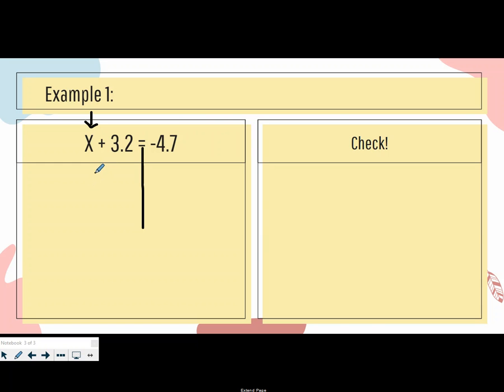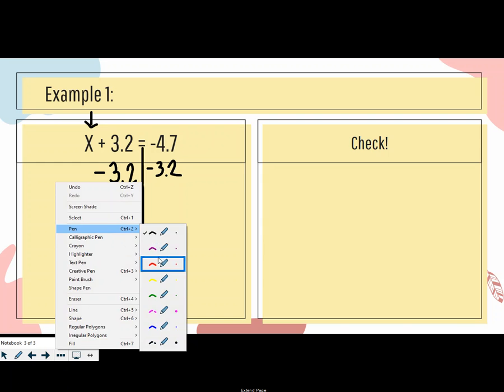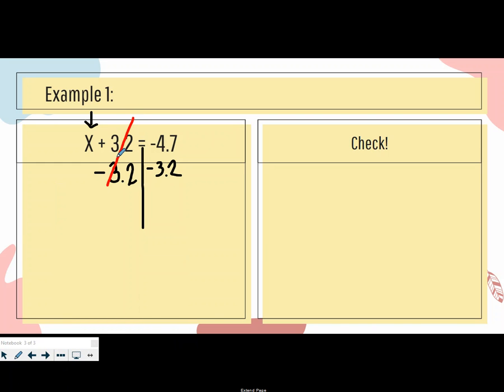Hopefully you were able to determine that it would be a negative 3.2. So I'm going to take 3.2 away from this side, and if I take 3.2 away from one side, I have to do it on the other. I should see mirror images on either side. Then I've got a positive 3.2 and a negative 3.2. Those two will cancel out because they equal 0. That leaves me with x equals, and I'm going to compute this side. Negative 4.7 minus 3.2 equals negative 7.9.